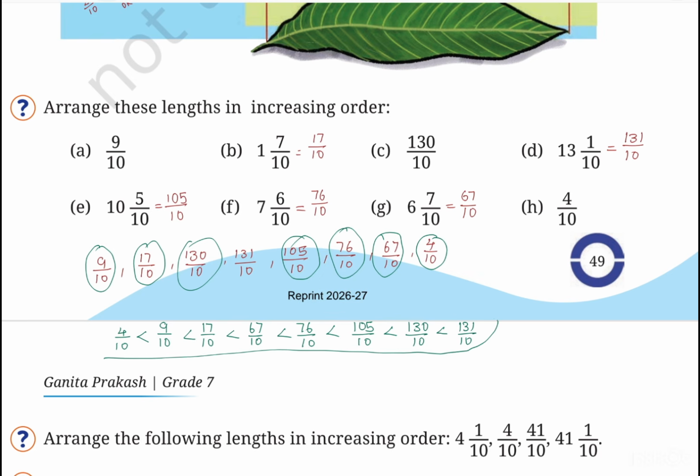So the correct order is: 4 by 10, which is H, less than 9 by 10, which is A, less than 17 by 10, which is B, less than 67 by 10, which is G, less than 76 by 10, that is F, less than 105 by 10, which is E, less than 130 by 10, which is C, less than 131 by 10, that is D. So the order is H less than A less than B less than G less than F less than E less than C less than D.